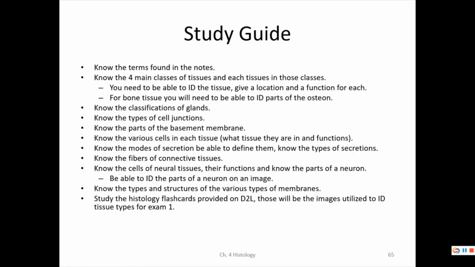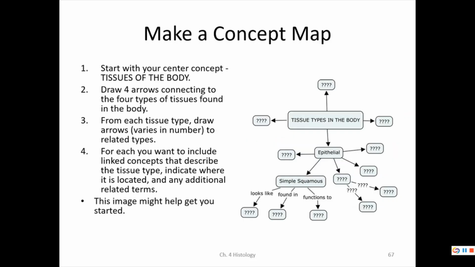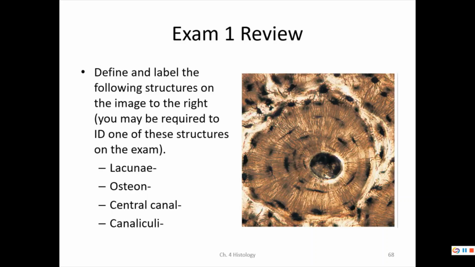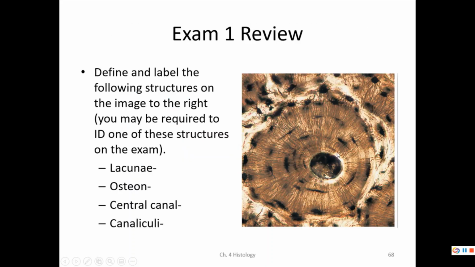So here's my study guide, so you guys can go through that. Now, there are some reviews, some basic things, number of layers and shapes. I think it's very useful to make a concept map, and I've started off a basic one to get you going. I will label one of these 4 things on the test. I'm not going to tell you which one. And I will label one of these 3 things on this diagram on your test. So this picture and that picture are both on there for you to identify things.